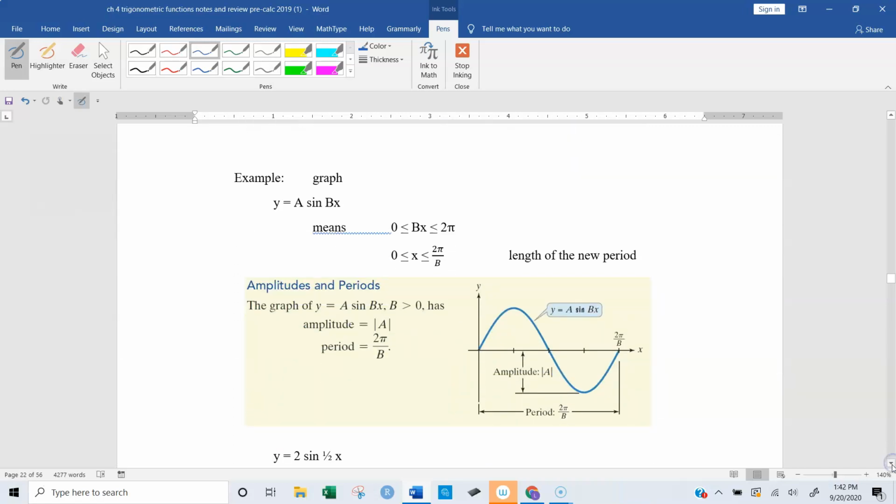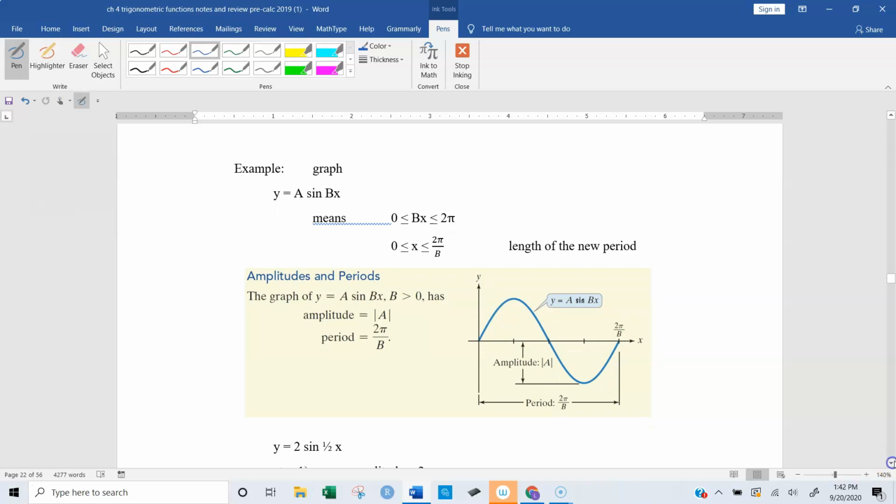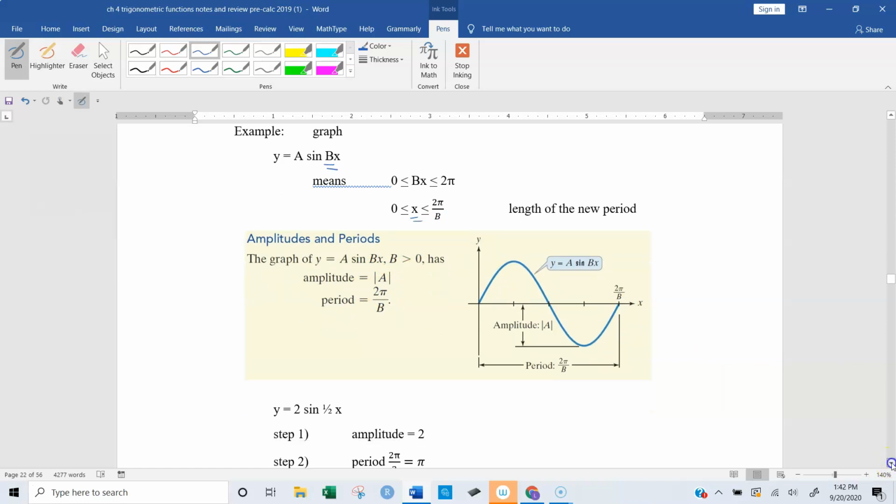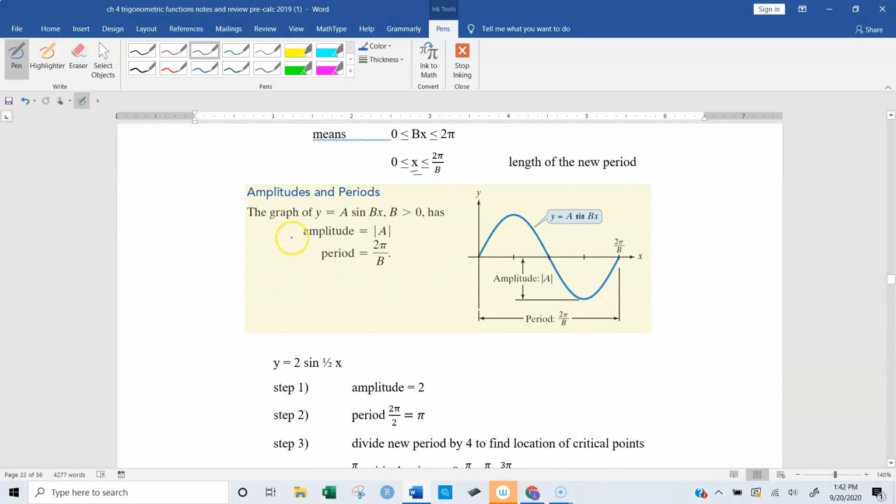All right, the next part we're going to talk about, so amplitude is how high it goes, or low. B is how many periods we have. So whatever number is in front here, we take 2 pi and divide it by it. And that will tell you when I get a full wave. So it's the length of the new period. Like if there's a 2 in front, that means I have 2 waves in 2 pi is what it means.